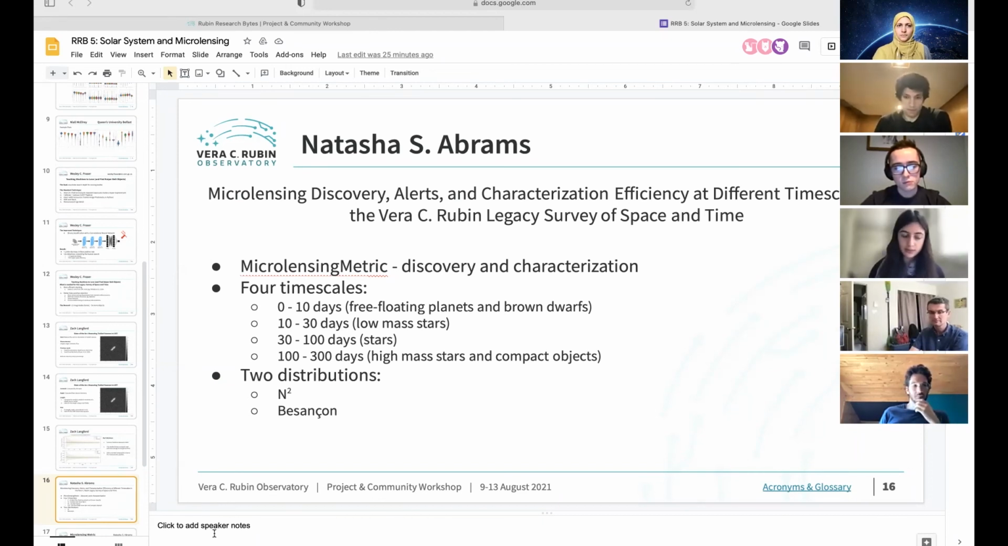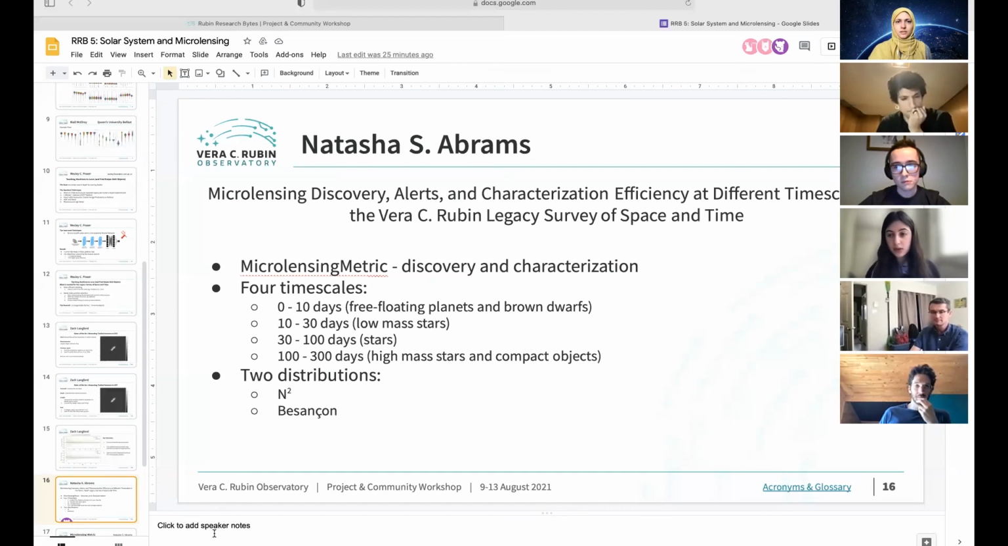for LSST. We looked at 4 different timescales, since the duration of a microlensing event is determined by the mass of the lens involved. We looked at 0 to 10 days, which is characteristic of free-floating planets and brown dwarfs, 10 to 30 days, which is like low-mass stars, 30 to 100 days, which are in general stars, and 100 to 300 days, which are high-mass stars and compact objects.